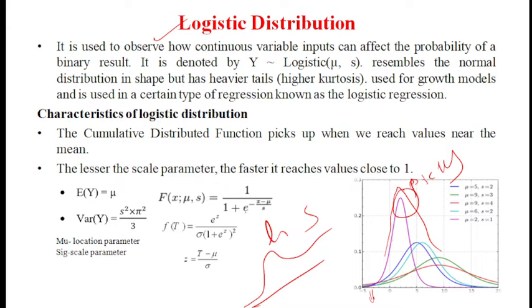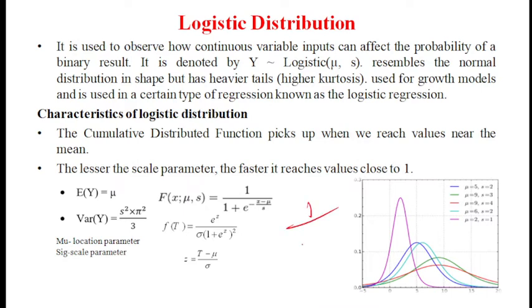What is the formula for this logistic distribution? 1 by 1 plus e power minus (x minus mu) by s. Here mu indicates the location parameter, whereas s indicates the scale parameter.